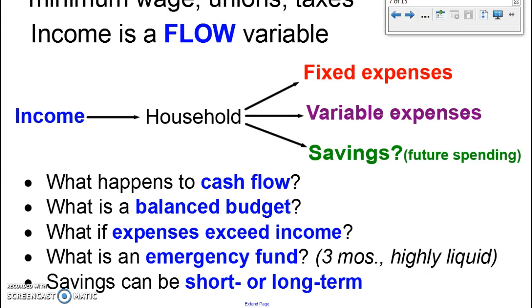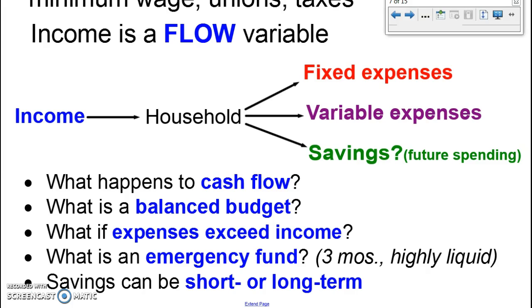You have fixed expenses that you have to pay. For example, anything you've signed a contract for, so if you have a car payment or a house payment. You have variable expenses, like how much am I going to spend on going to movies this week? And then you have savings. And personal finance experts like to think about savings as future spending. So it's not that you're taking that money and setting it aside and never using it. It's that you're setting it aside for something bigger, hopefully better, something that you value in the future.